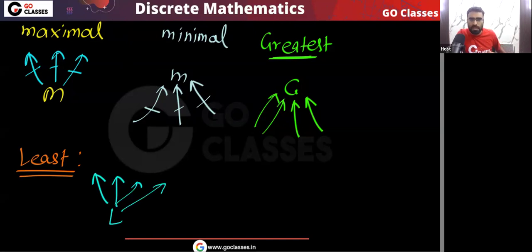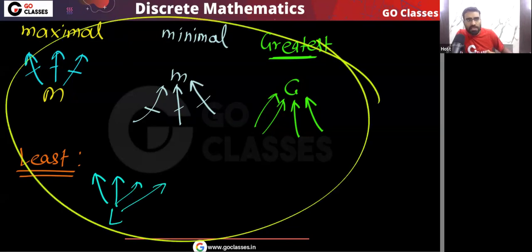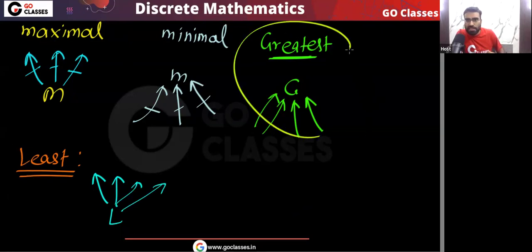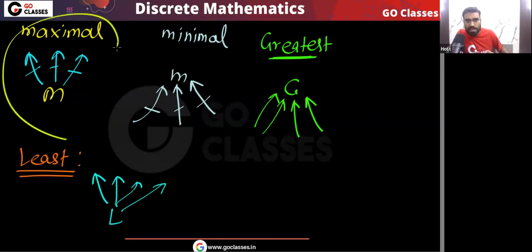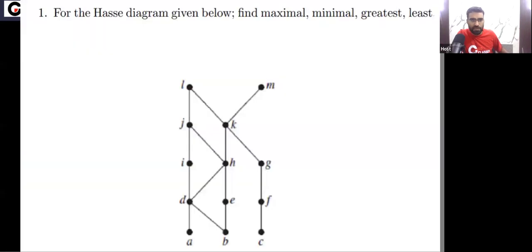Okay, understood? So these are the definitions. Now, one thing I want to tell you, just apply these definitions. Greatest says that everyone is related to me. Least says that I am related to everyone. Minimal says that no one else is related to me. Maximal says that I am not related to anyone else. Just apply these definitions in this question. What are the maximal elements? Tell me quickly.